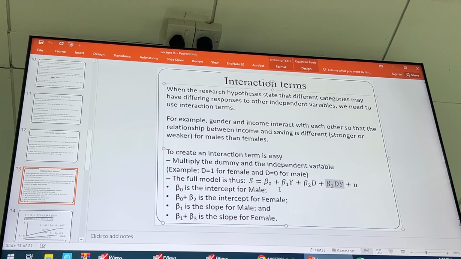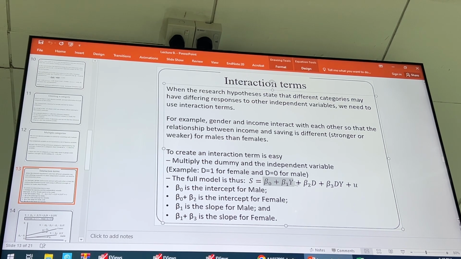In this case, for the case of male, we have D equal to 0, and this interaction term is also 0, so we only have this part of the equation for male. So the intercept for male is beta 0, and the slope for male, the slope for the income, is beta 1. Understand? The slope parameter is the coefficient in front of the independent variable. The intercept is when all x equal to 0, what is the value of y? That is our intercept.